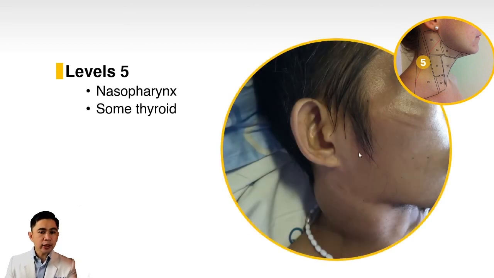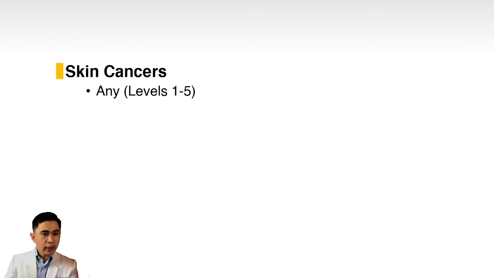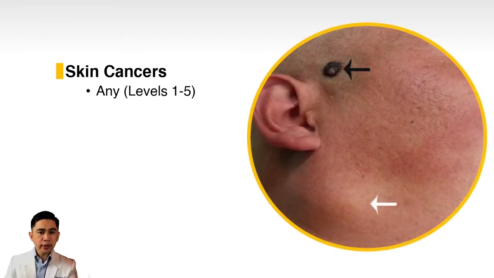The patient presented primarily with a neck mass before experiencing nasal symptoms. Skin cancers can spread to lymph nodes at any level, especially melanoma. It can present anywhere. For example, in this patient, we have a pigmented lesion over here that proved to be cancerous. The patient had a level 2 lymph node.